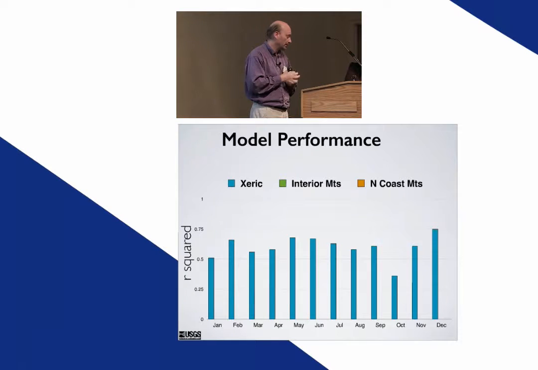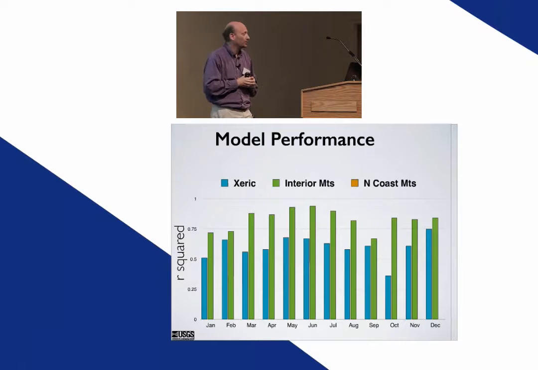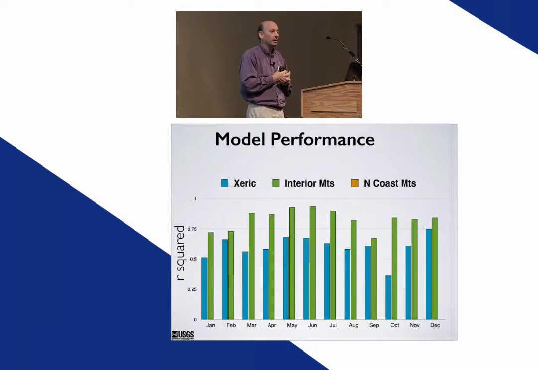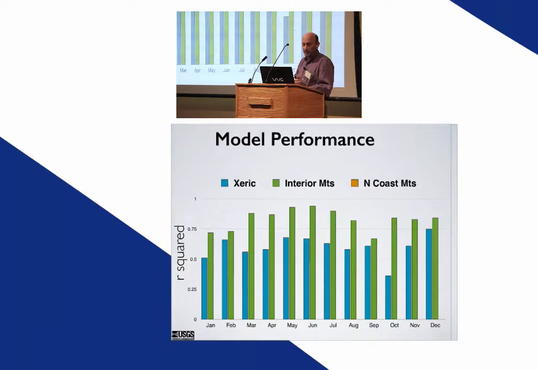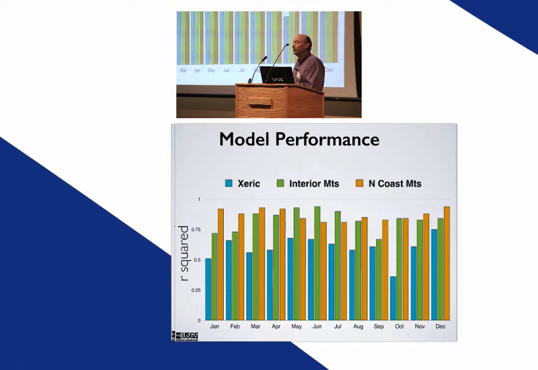But for the most part, nothing to slouch at really. The models are much better for the interior mountains, where we're explaining in general 3/4 of the variation with our models, and they get even better in the north coastal mountains, where we're explaining generally 80% or more of the variation. If we really truly used a more rigorous validation technique, these numbers might go down a little bit, but still, these are with jackknifing. So I think we're pretty confident that these are true measures of how good these models work.